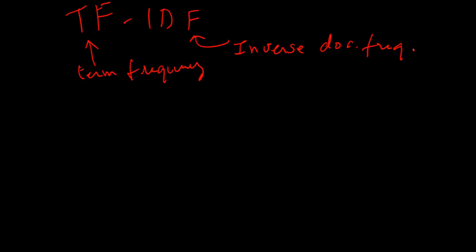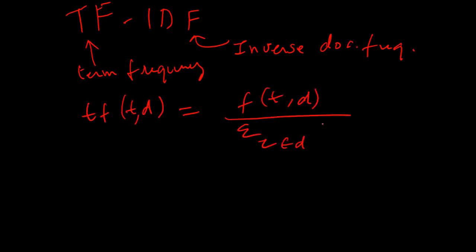So let's look at this carefully. What is your TF? TF is based on the term and the document. Okay, TF is a function of term and the document. It is the frequency with which the term appears in the document, divided by the sum over all the terms tau that belong to this document. Basically it's a normalized count of the term in this particular document.